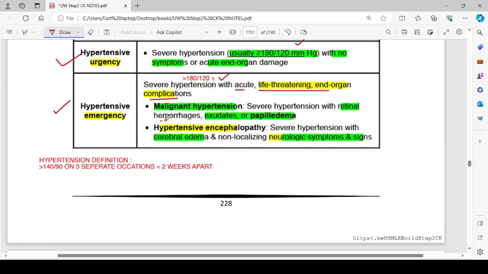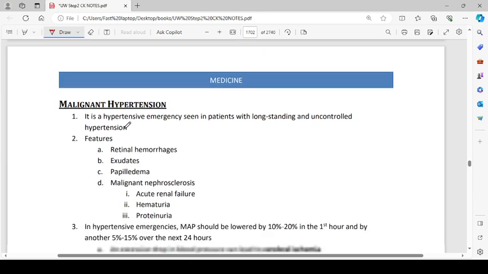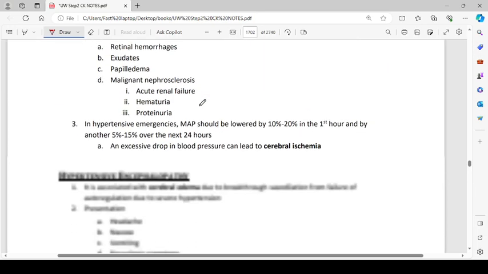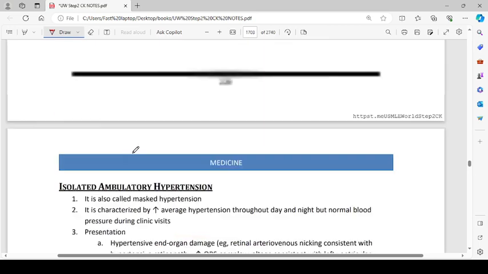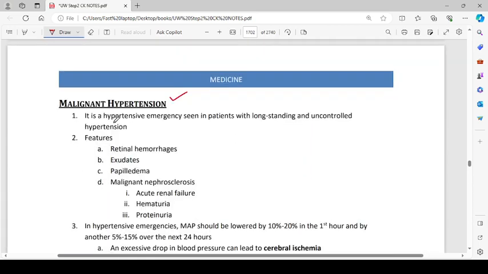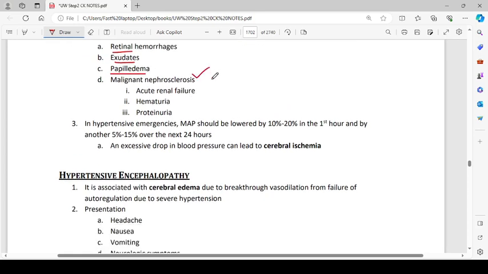Severe hypertension with retinal hemorrhages, exudates or papilledema. Hypertensive encephalopathy, severe hypertension with cerebral edema and non-localizing neurological symptoms and signs. Then we have malignant hypertension, when we call it so. Okay, let's complete this malignant hypertension and hypertensive encephalopathy. In malignant hypertension, it is a hypertensive emergency seen in patients with long-standing and uncontrolled hypertension. The features are retinal hemorrhages, exudates, papilledema, malignant nephrosclerosis, acute renal failure, hematuria, and proteinuria.